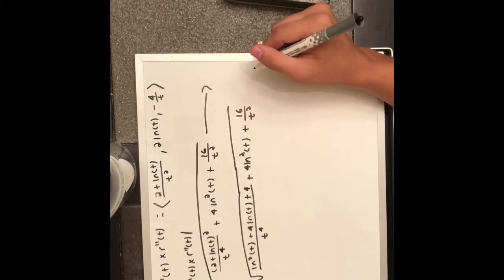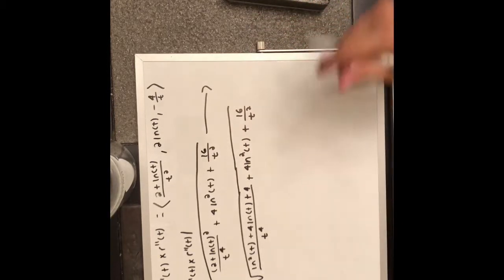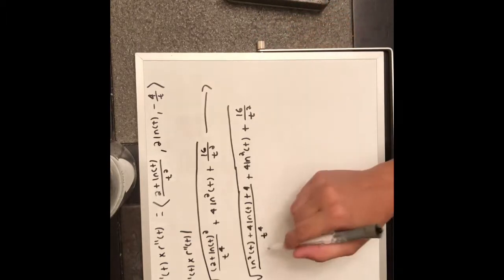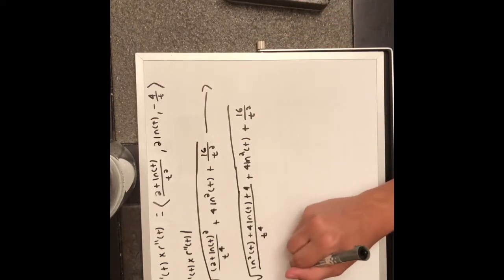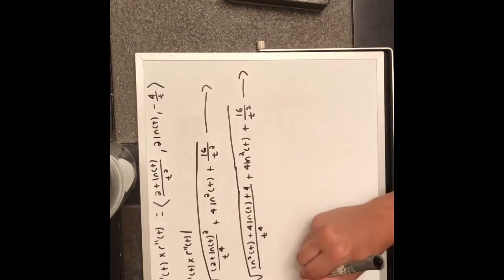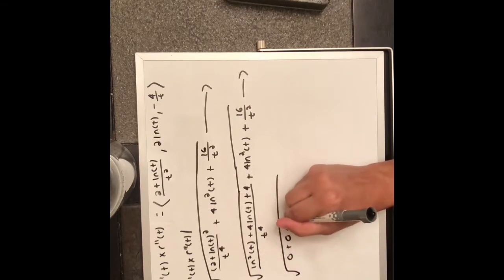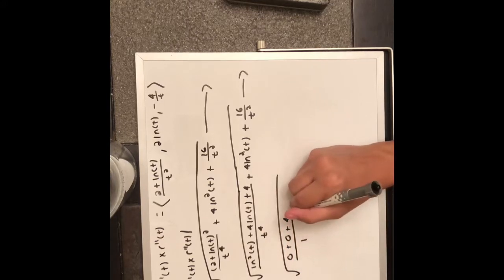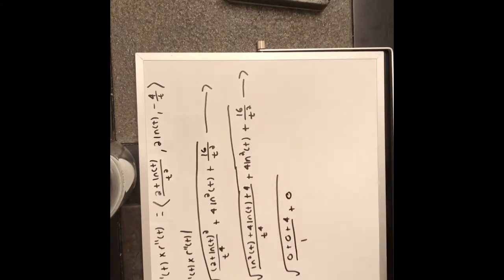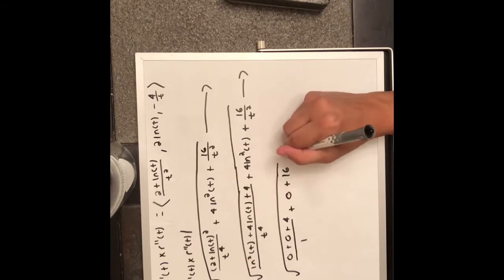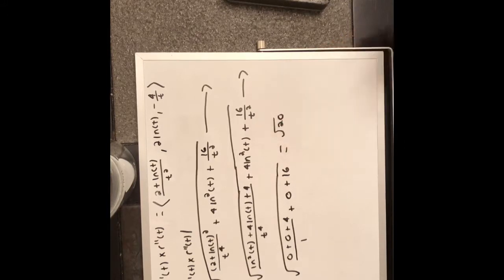So now let us find this at the point 1, as we did when we solved for r prime of t cubed. The ln of 1 is 0, plus ln of 1 is 0, plus 4, all over 1 to the 4th, which is 1, plus ln of 1 is 0, plus 16 over 1, which is just 16. So all of that is equivalent to the square root of 20.